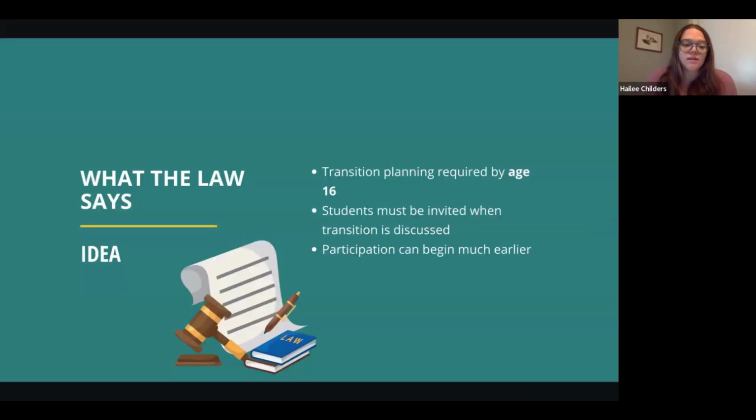So again, what the law says, IDEA is the Individuals with Disabilities Education Act. It outlines special education law, and it says that transition planning is required by age 16, and so students must be invited when transition is discussed. So students begin being invited to their IEPs by age 16 when that transition is being discussed. Some states have earlier timelines such as 14, but across the country the mandatory age is 16, but participation can begin much earlier.